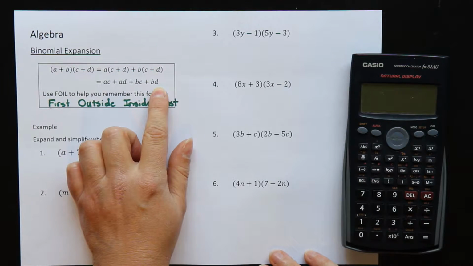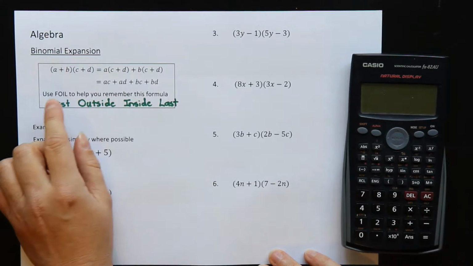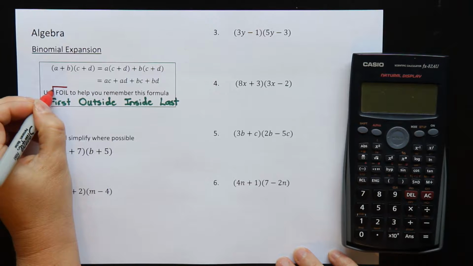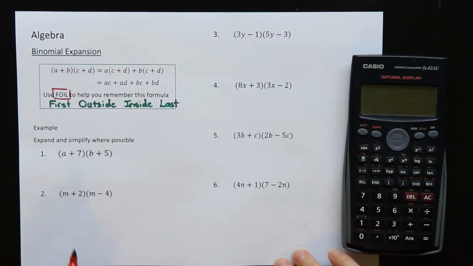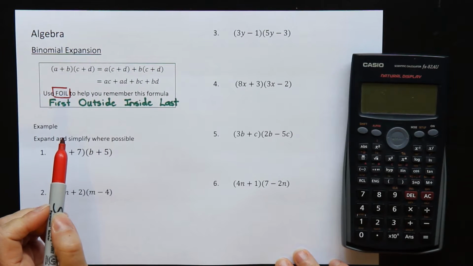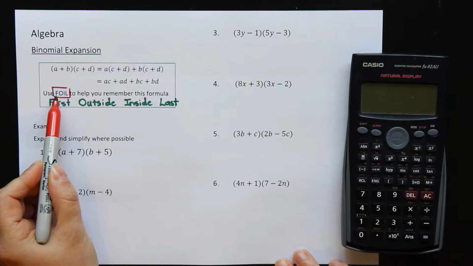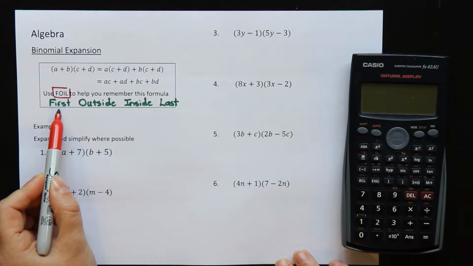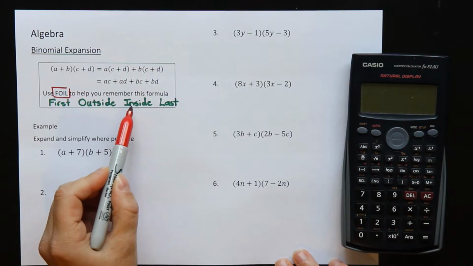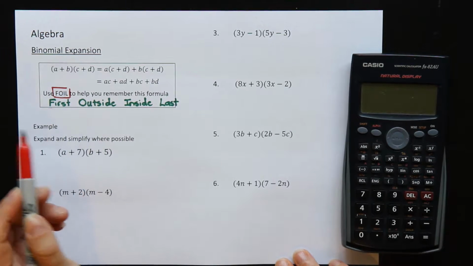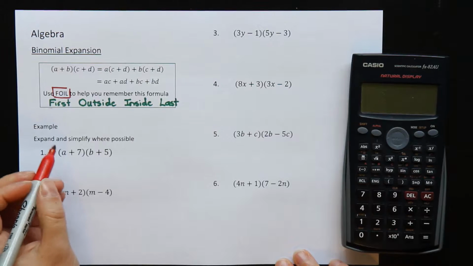That's a pretty lengthy formula. Not really something that you want to have to memorize. So to help you out, we have this little expression called FOIL. If you memorize FOIL, it will help you know how to expand a binomial. F stands for first, O stands for outside, I stands for inside, and L stands for last. So let me show you how to do that in a question.